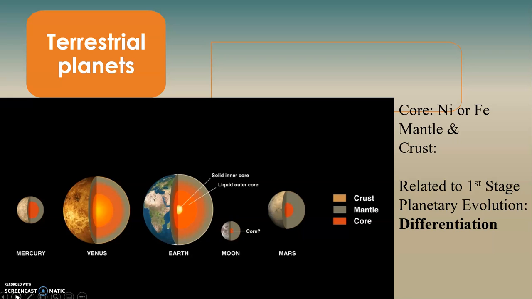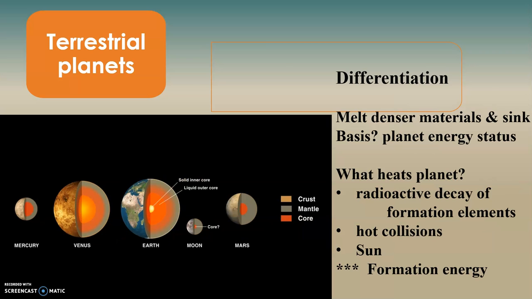Now, just to go over a bit again and review, the core we know is generally a nickel or iron core for the terrestrial planets. And you see that right in the center, the orange core right in here, all right? In some cases, we have an inner core and an outer core, but in all cases in the terrestrial planets, we have a core. Some cores are bigger than others, of course. This is related to the first stage of planetary evolution, the differentiation stage. And when we talk about the differentiation stage, we're talking about melting the denser materials and sinking them.